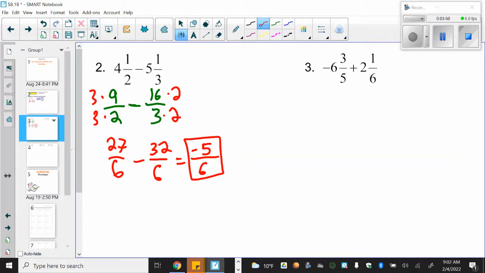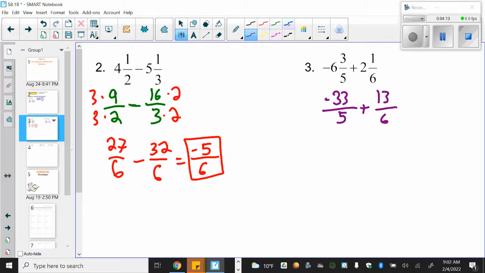Alright, let's do it again. Let's do purple this time. So look, they're improper. Let's change again. 5 times 6 is 30 plus 3, negative 33 over 5, plus 6 times 2 is 12, plus 1 is 13 sixths. Alright? They don't match, so we can't compare them right away.